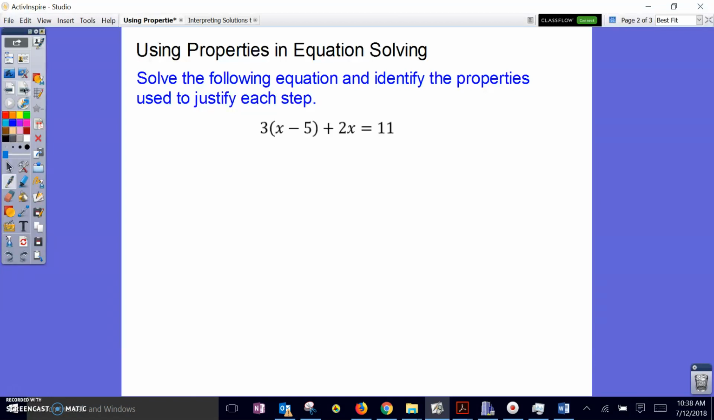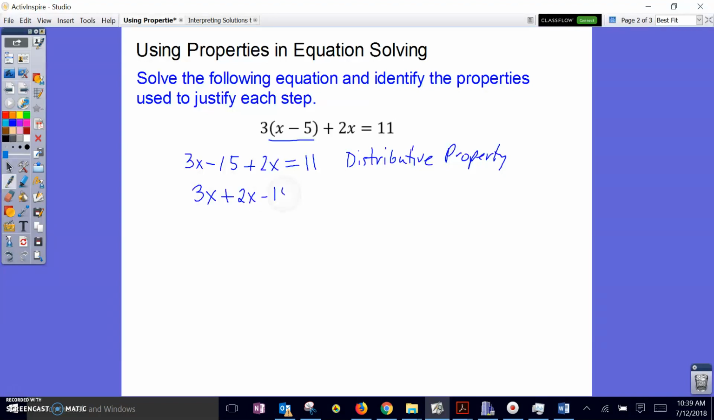So the first thing we're going to do is get rid of these parentheses by multiplying the 3 through the parentheses. What property did we use to get rid of those parentheses? Well, we distributed the 3 through. We used the distributive property. And then I'm going to move those x's next to one another. And if we do that, we've changed the order of things that are being added together in the problem. That is the commutative property of addition.